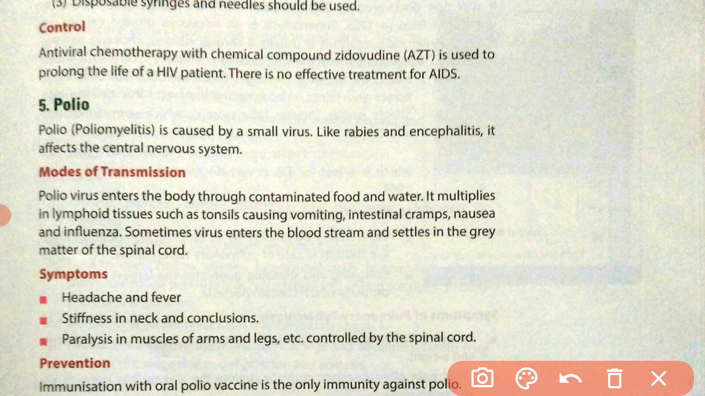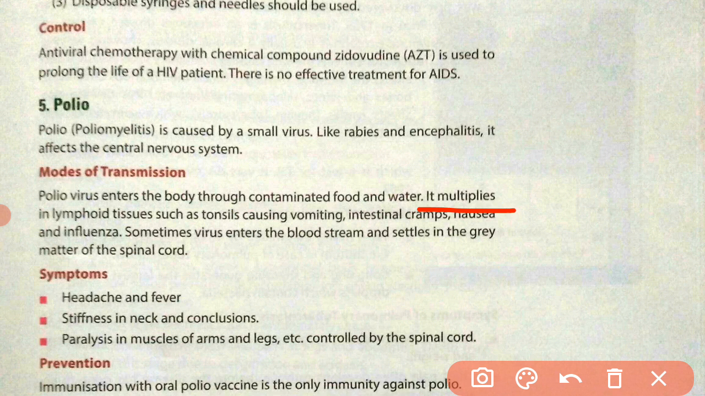Now, what is the mode of transmission? The mode of transmission is contaminated food and water. If the water is unhygienic and has the polio virus, and if any person takes that food and water, that person will be infected.